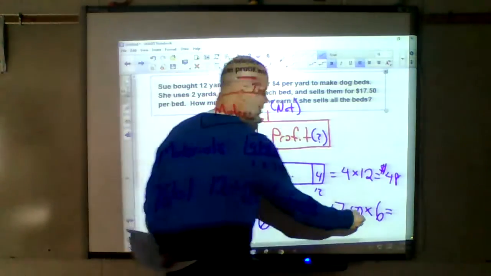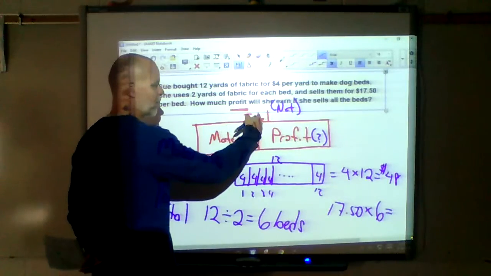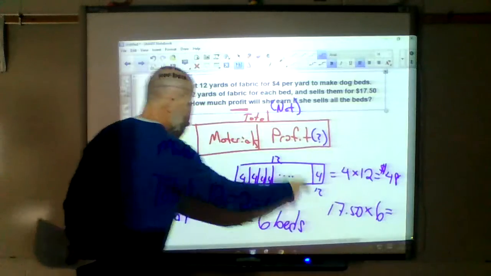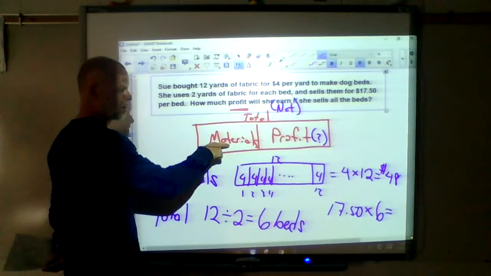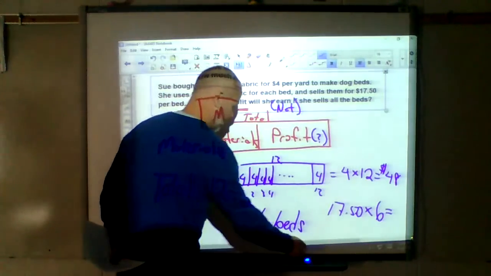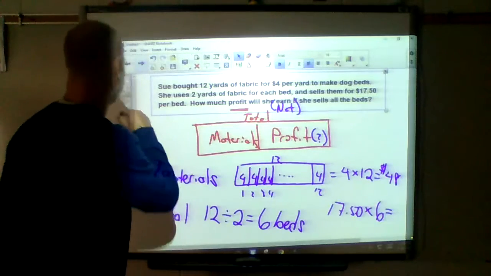And the difference between these two, right? Part, whole. I now know the whole, that's my total. And I know one part, that's the material. That means I can find the other part, the profit. Okay? That's on you. You can find those other numbers.